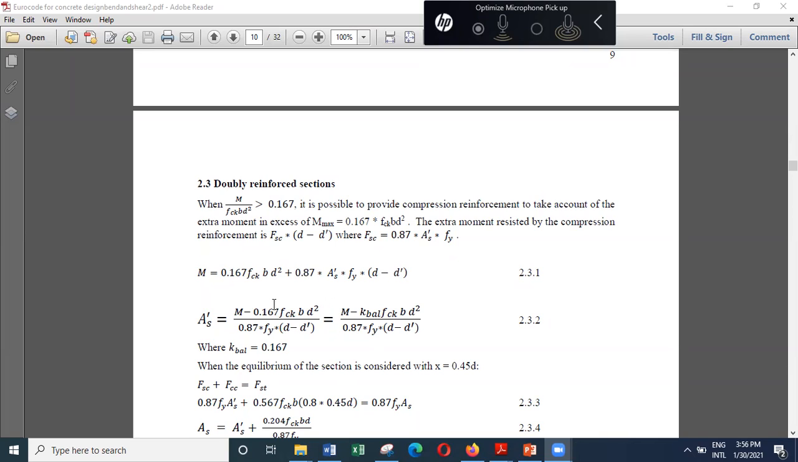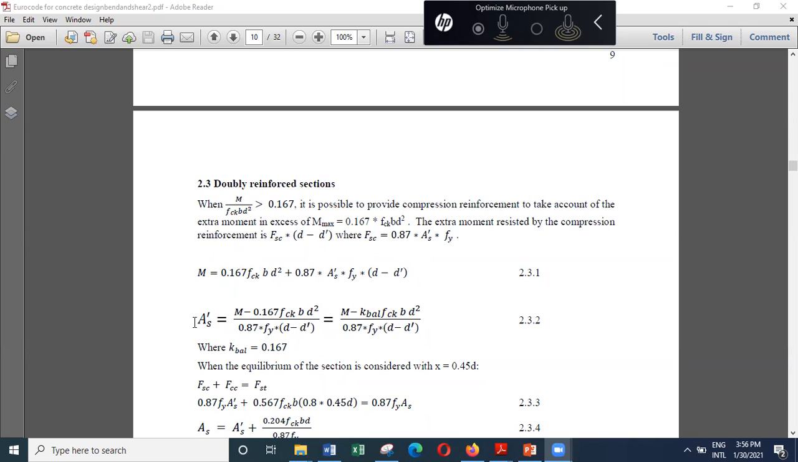And I said that, 0.167 is called K balance sometimes. So it can be K balance fck b d squared. And the value of K balance is 0.167. So on the other hand, we can calculate this value and then say M minus M maximum divided by this. Then we can find the amount of reinforcement needed.